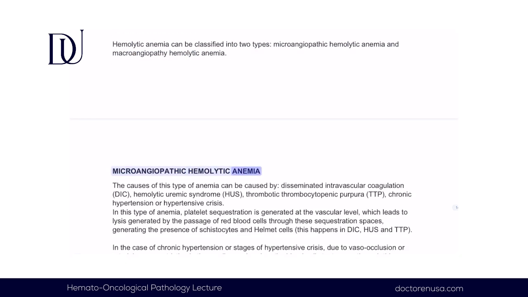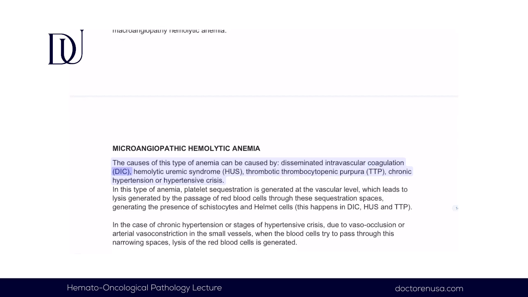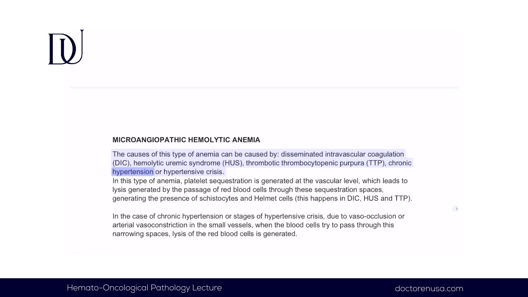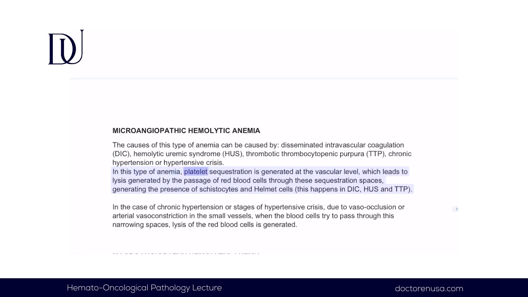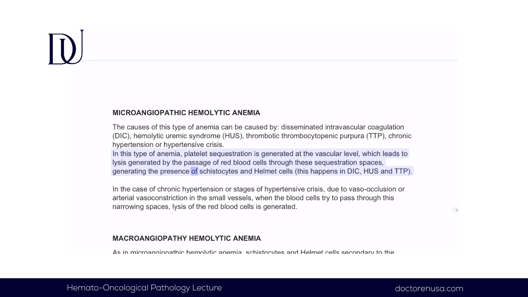Microangiopathic hemolytic anemia. The causes of this type of anemia can be disseminated intravascular coagulation, DIC, hemolytic uremic syndrome, HUS, thrombotic thrombocytopenic purpura, TTP, chronic hypertension or hypertensive crisis. In this type of anemia, platelet sequestration is generated at the vascular level, which leads to lysis generated by the passage of red blood cells through these sequestration spaces, generating the presence of schistocytes and helmet cells. This happens in DIC, HUS, and TTP.